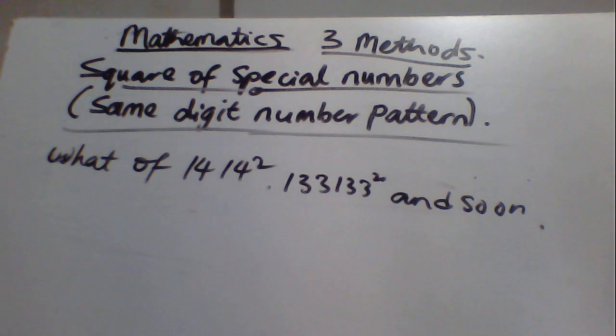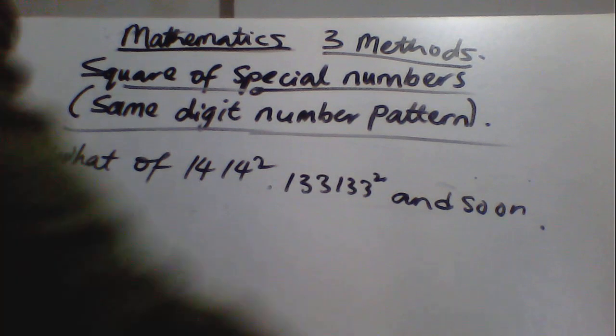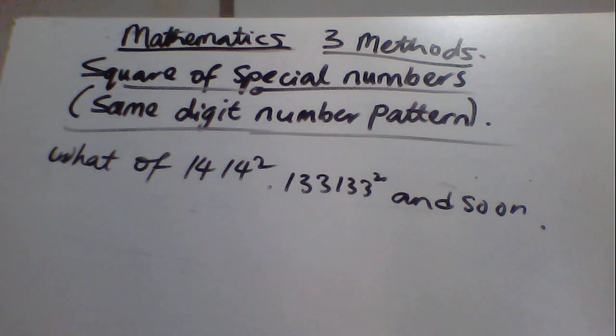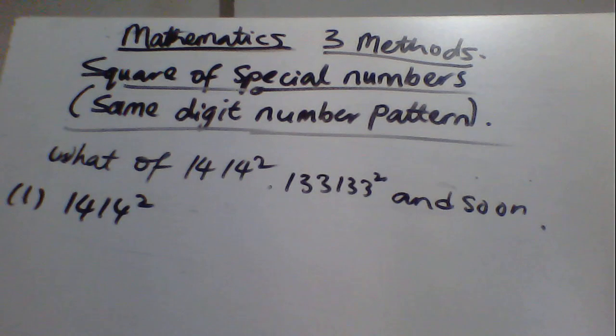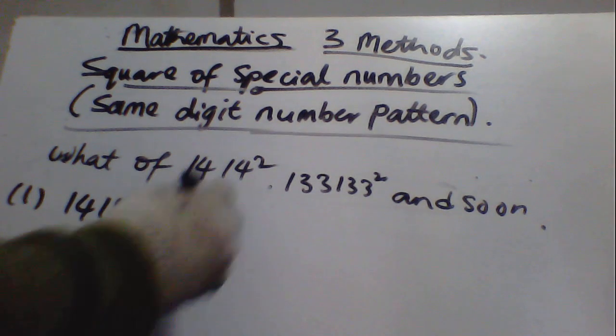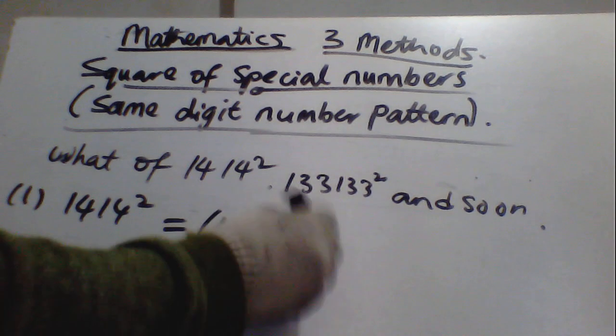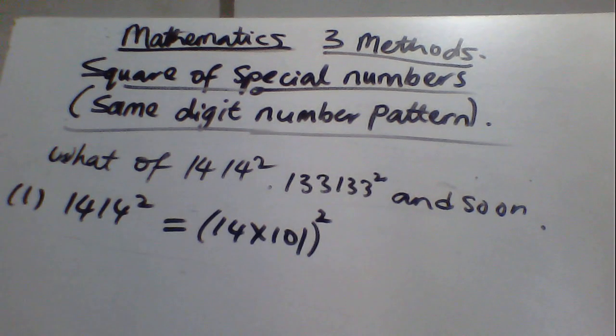So in this case, let's go for the first one. 1414 squared. 1414 squared is the same as 14 times 101, as I have shown in the pattern.